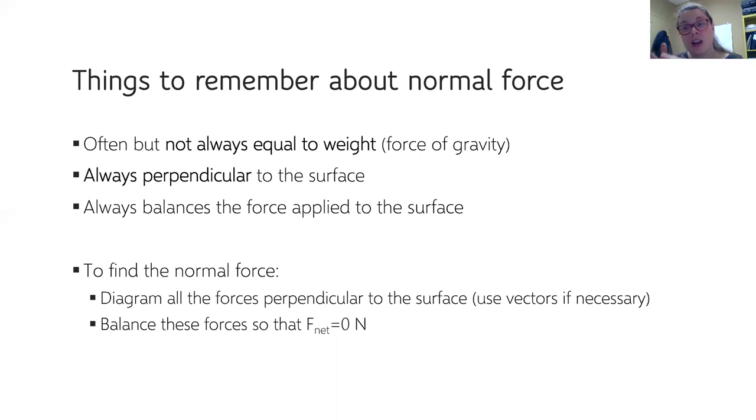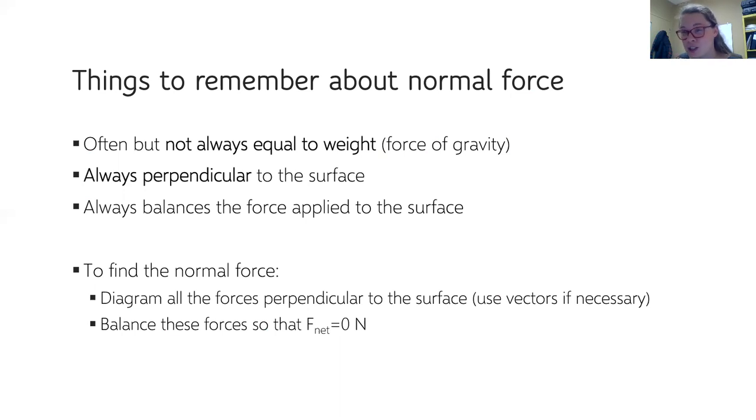Sometimes you have to include gravity plus another upwards force. Sometimes you might actually have to include a downward force. To find the normal force, diagram all the forces that are perpendicular to the surface using your vectors if you need to, and then balance those forces so that your net force equals 0. That will help you out when you find your normal force.